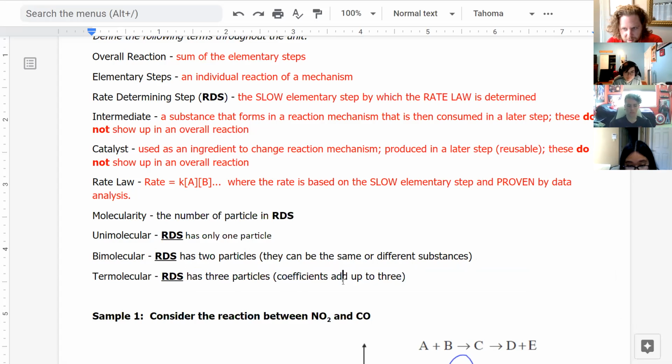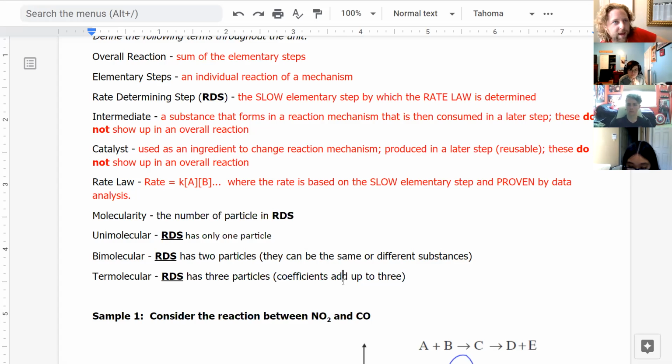That's not a great mechanism. These mechanisms are considering collision theory. These particles have to collide in the perfect orientation with enough energy for the products to form. And once you have three, a termolecular step, that means these three particles have to collide in the right orientation, the right way with enough energy. It gets pretty low probability.